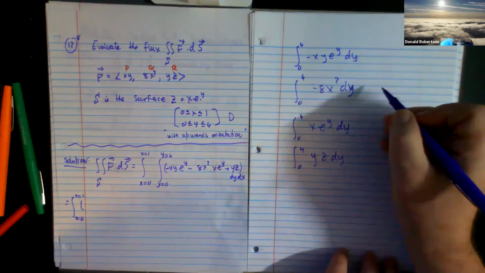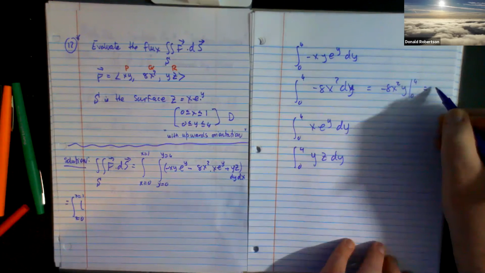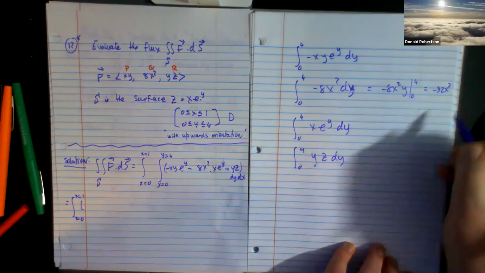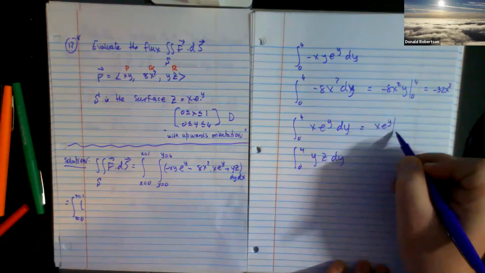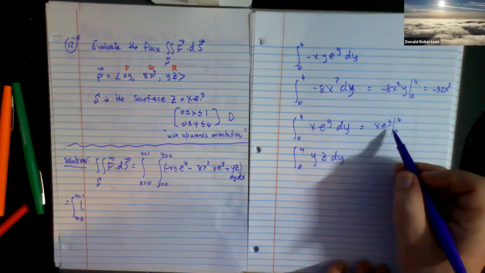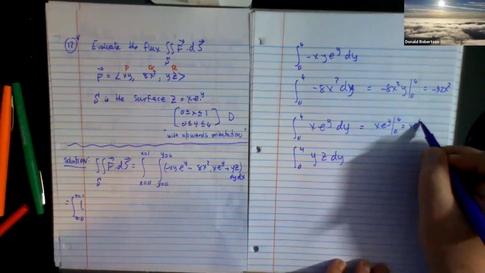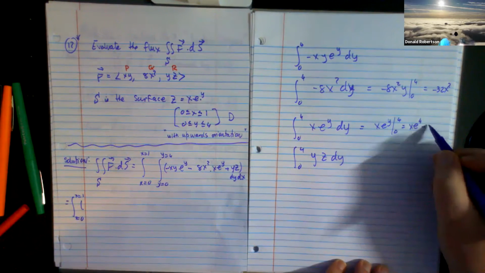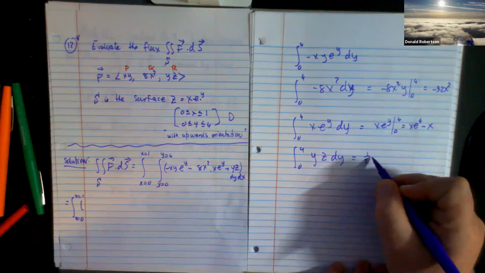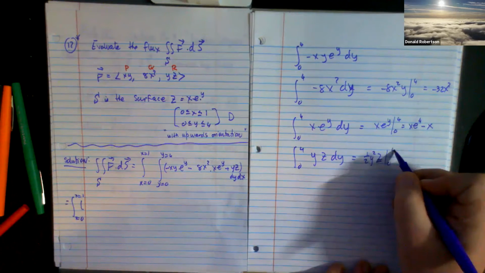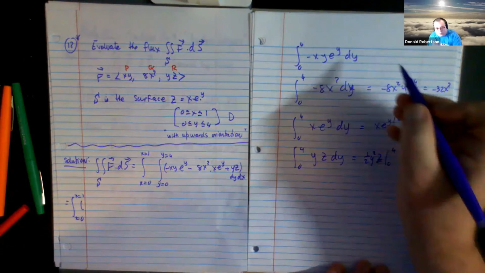This one's just going to be negative 8 squared y between 0 and 4. So what's that going to get me? Negative 32x squared. Okay. This one's going to be x e to the y from 0 to 4. If you plug in 4, you're going to get x e to the 4. Take away, put in 0, take away x. If you're going to do this one, you're going to get 1/2 y squared z from 0 to 4. That's going to get you 8z. Take away nothing.